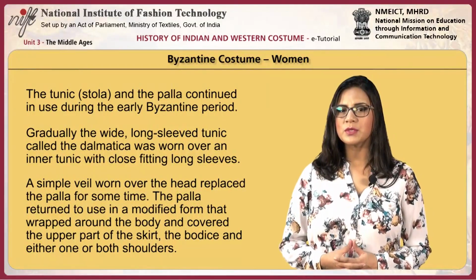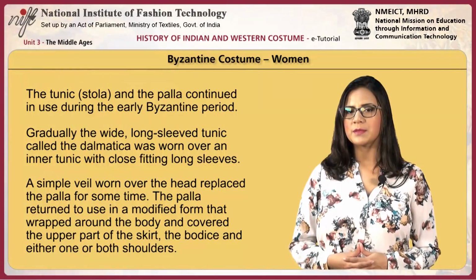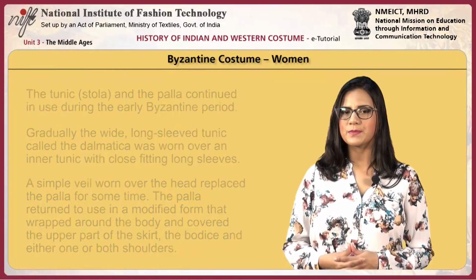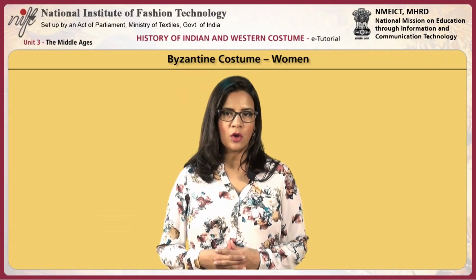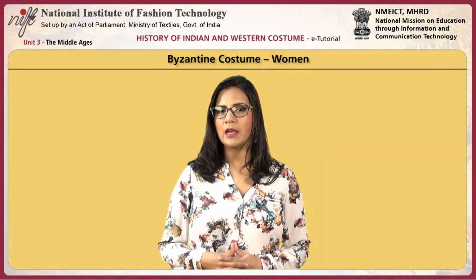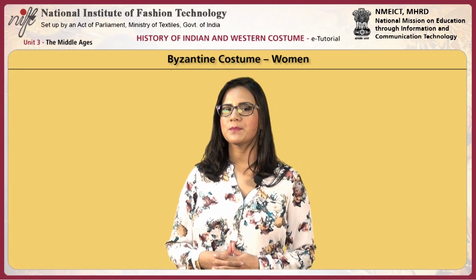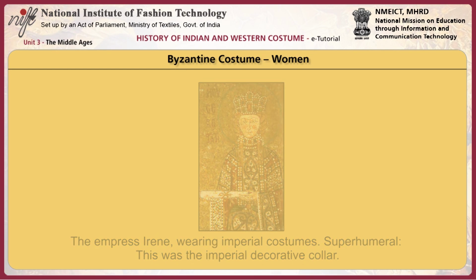A simple veil worn over the head replaced the palla for some time. The palla returned to use in a modified form that wrapped around the body and covered the upper part of the skirt, the bodice, and either one or both shoulders. Women wore double-layered tunics. The inner tunic had long, fitted sleeves and the outer tunic had full open sleeves, cut short enough to display the sleeves of the inner tunic. Noble and wealthy women wore garments of elaborately patterned fabrics that were also decorated with jewels.